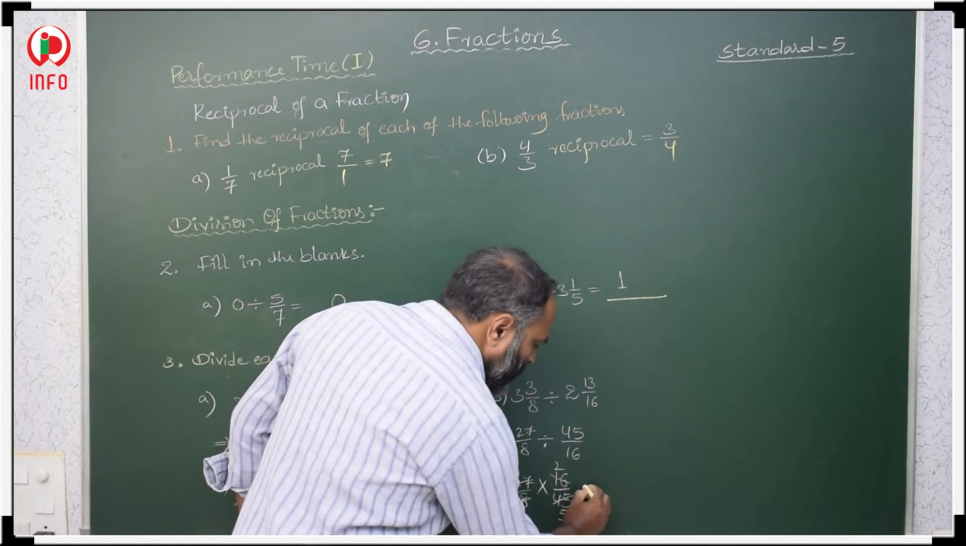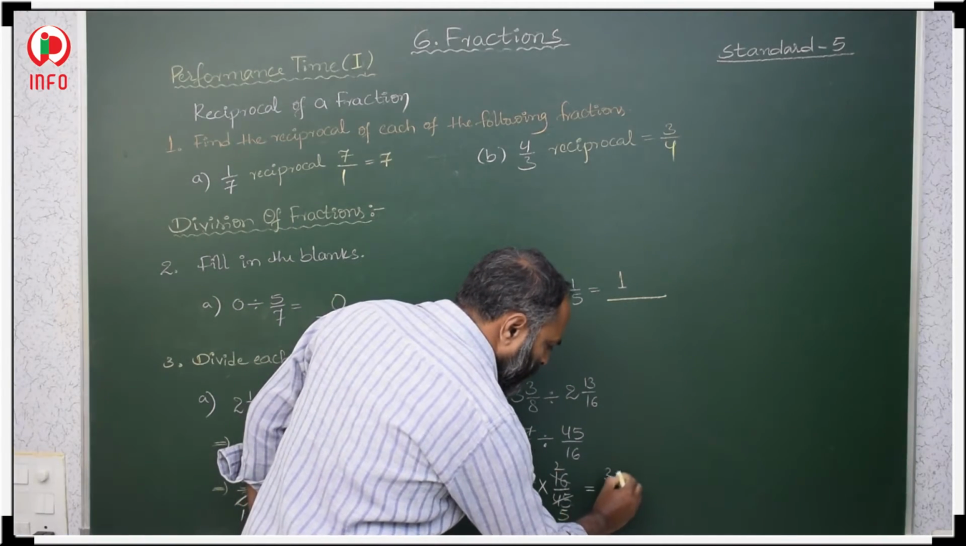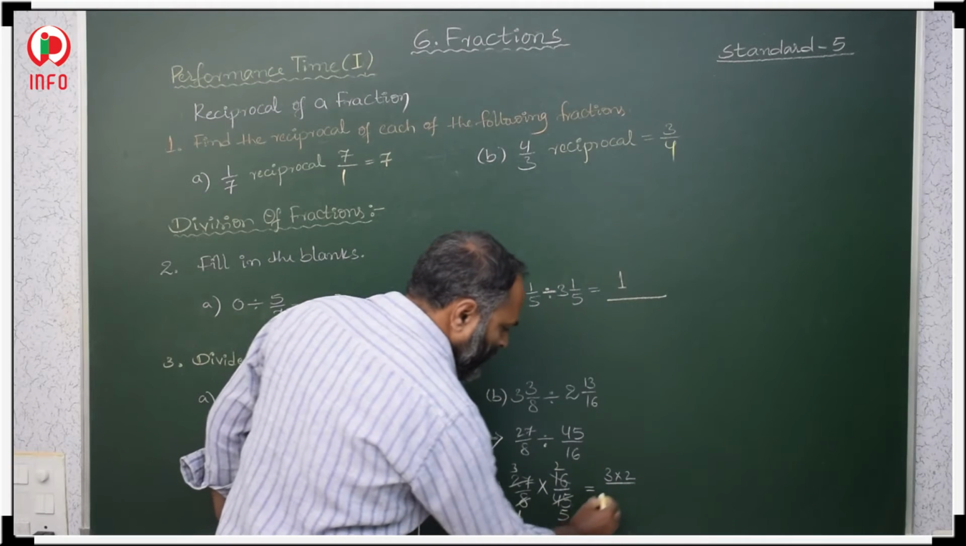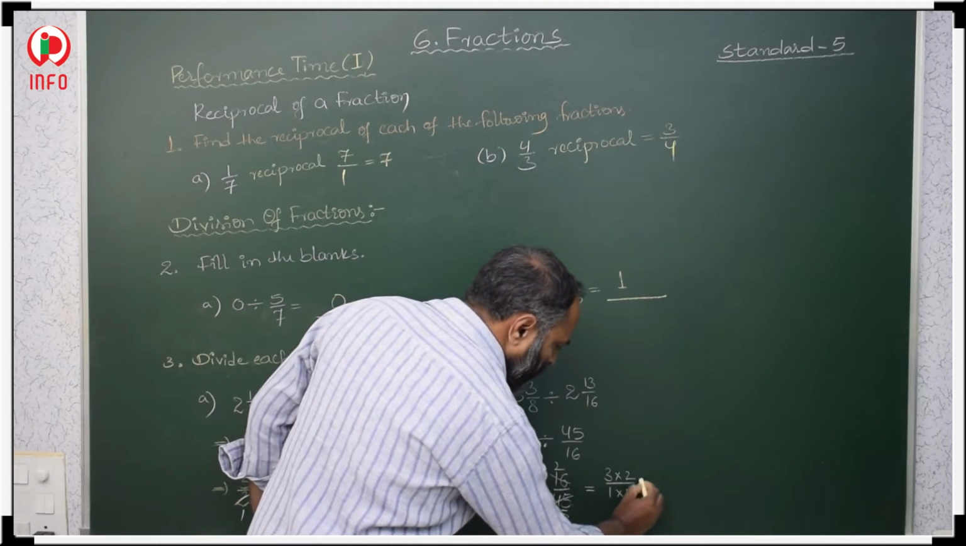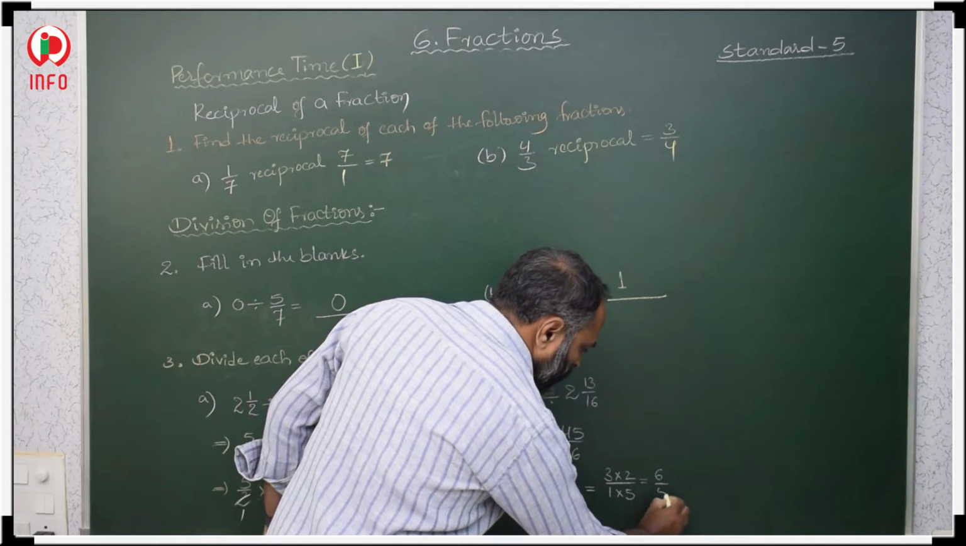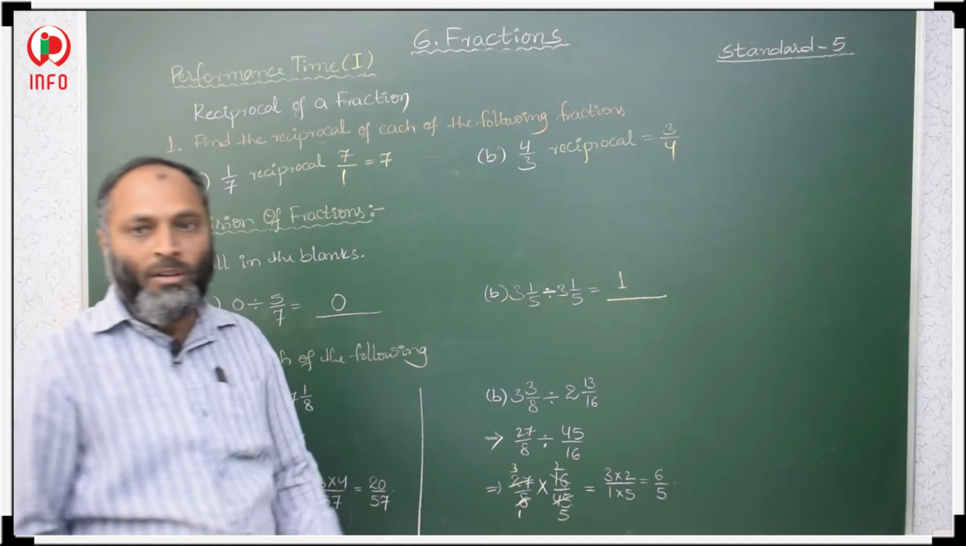Then what is left in the numerator? 3 into 2, by what is there in the denominator? 1 into 5. 3 2s are 6, 1 5s are 5. 6 by 5. Okay.